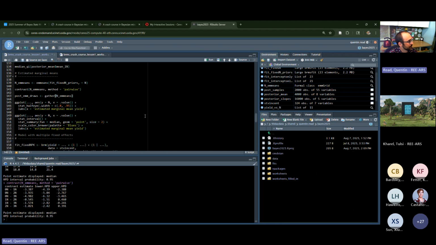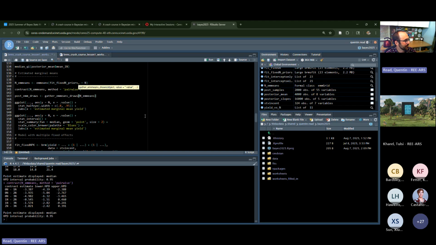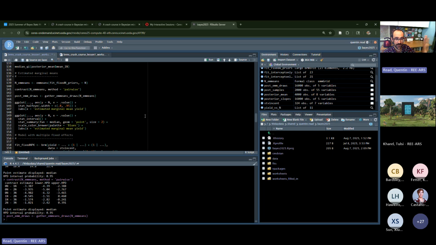Gather_EM_means_draws. I can hit tab to automatically complete that. If I run this line, it will take the EM_means output and make it into an object that can be plotted. And now n_EM_means is the name of the thing we're plotting. I won't explain the plotting code that much, but basically this is one way to plot the posterior distribution. I'll show you what it looks like.